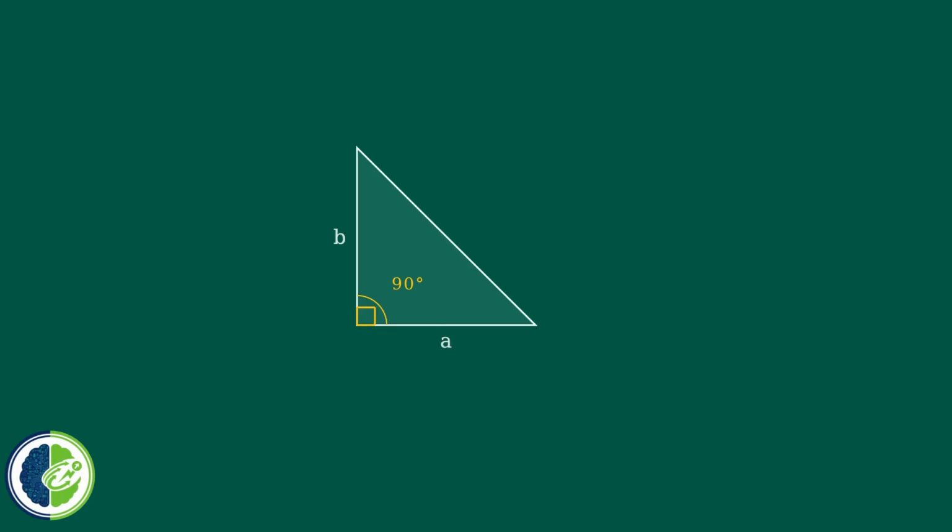In a right triangle, we have two shorter sides called legs and one longer side. The longest side, which is always opposite the right angle, has a special name, the hypotenuse. The hypotenuse is always the longest side of a right triangle. This isn't just a rule we memorize, it's a mathematical fact that comes from the geometry of right angles.